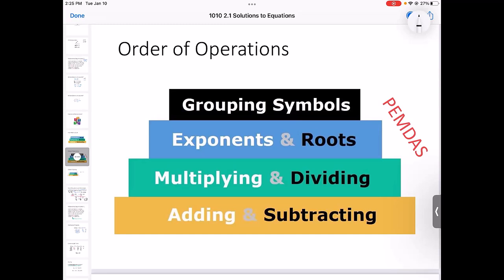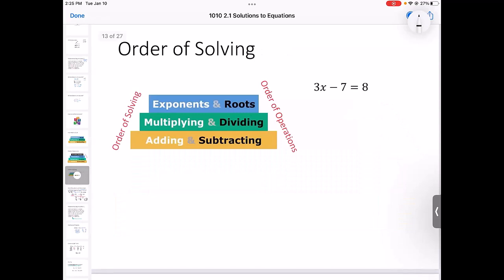And then you just go down the pyramid. You simplify the hardest thing, which is exponents. Then you simplify the next hardest thing, which is multiplication and division. And then you simplify addition and subtraction. So this is order of operations. And when we're solving an equation, we basically go backwards of order of operations.